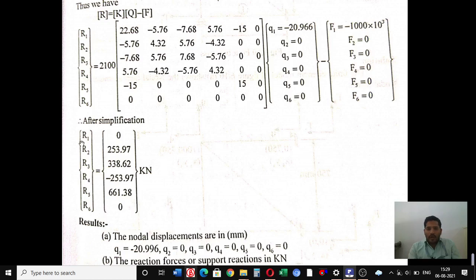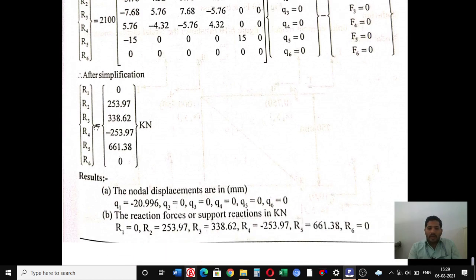R1 value, how much did we get here? R1 we got the answer as 0. R2 we got as 253.97. R3 we got as 338.62. R4 is minus 253.97. R5 is 661.38. R6 also we got as 0. So after getting the values of R1, R2, R3, R4, R5, R6, the conclusion part is completed.